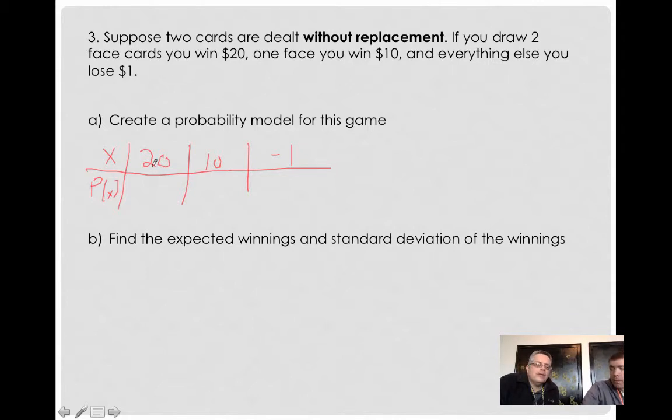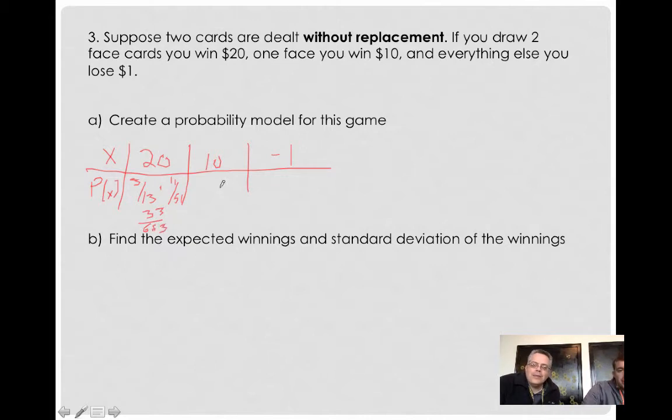The way you win $20 is 2 face cards. So it's going to be 3 out of 13 times... there's 11 face cards left, so 11 out of 51. We did this already. We should probably remember the answer. 3 over, wasn't it 663? Yes, 33 over 663. Okay. Wow, this is complicated.